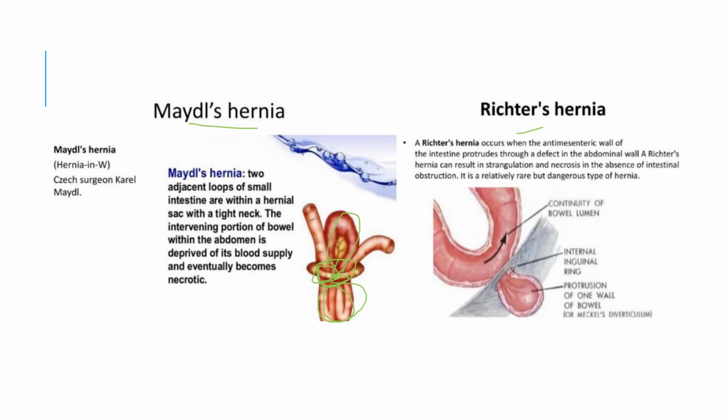Richter is the anti-mesenteric wall of the intestine. Okay, here only one part of the intestine, only one wall of the intestine. This is where the mesentery attaches. This is the anti-mesenteric border. So only that is protruding into the sac, and that can get strangulation and necrosis in the absence of actual obstruction. It is rare but dangerous.